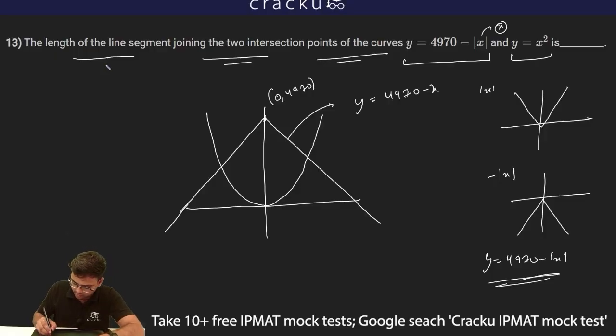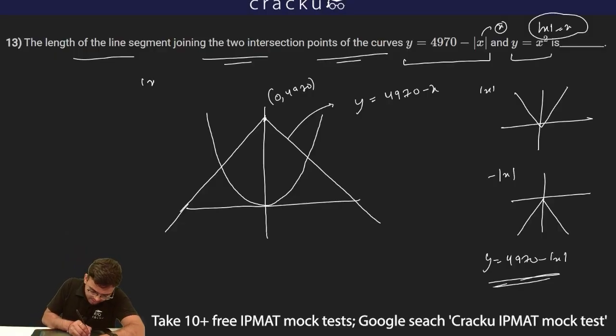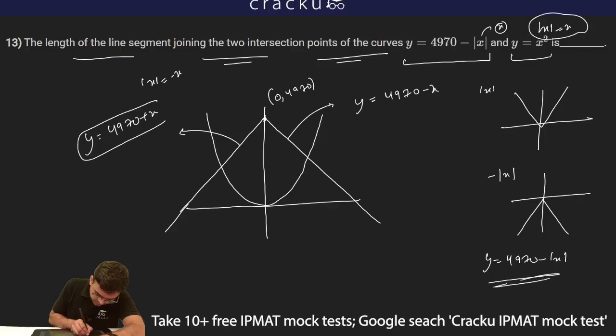Since mod x will come out as plus x for x greater than 0, and mod x will come out as minus x for x less than 0, this will be y is equal to 4970 minus of minus x. So y is equal to 4970 plus x.